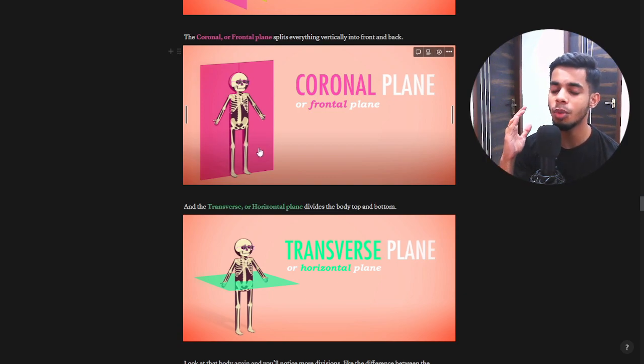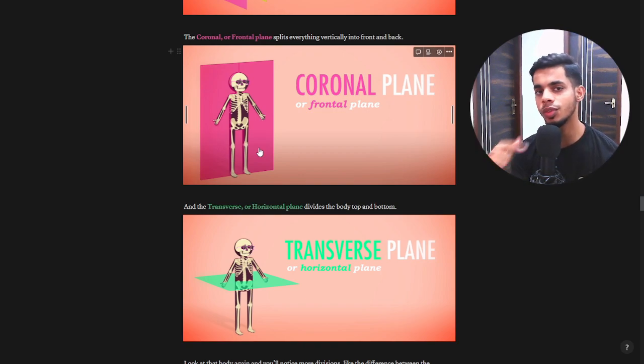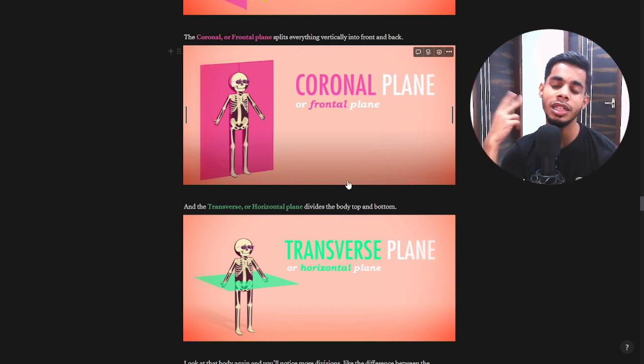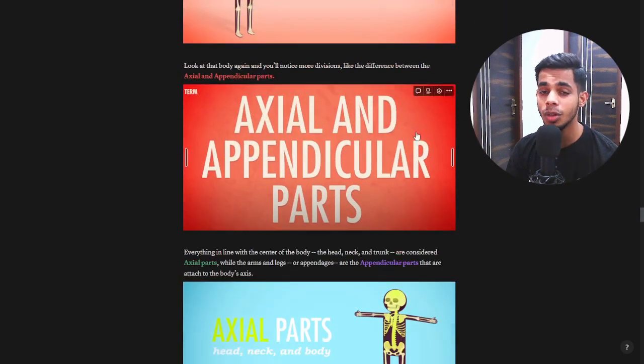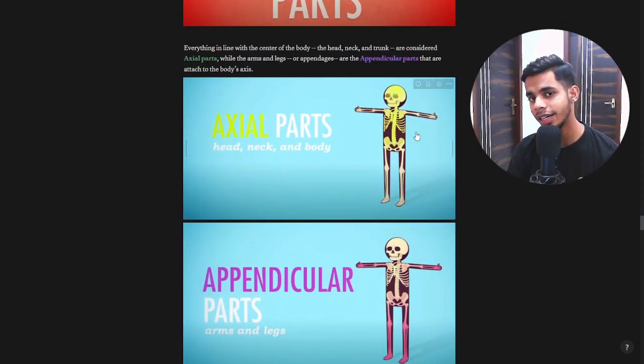If you are dividing the body from the center horizontally, it is going to give you an upper half and a lower half, and this division or dissection is going to be known as the transverse plane. Now what will be the upper part and what will be the lower part? The upper part is going to be the axial, whereas the lower part is going to be the appendicular. What all body parts would be considered in axial? The head, neck and the trunk.